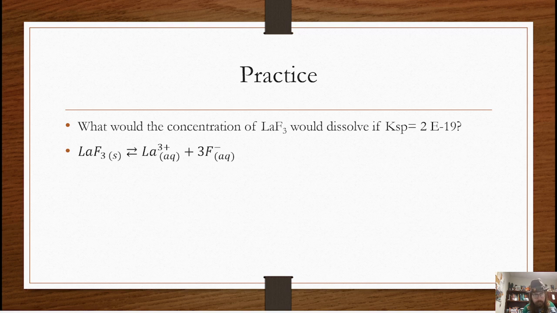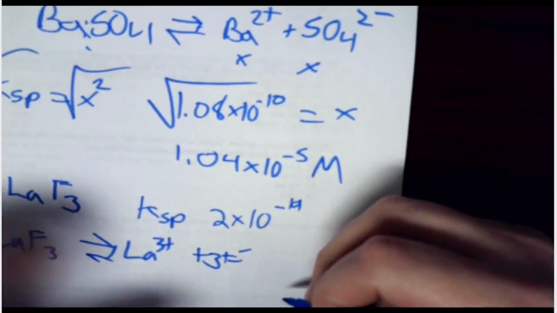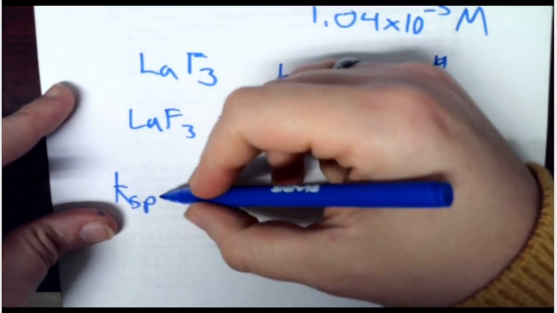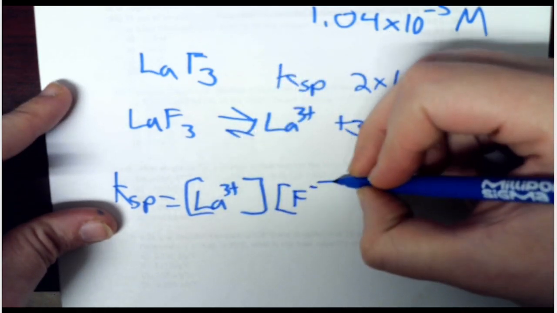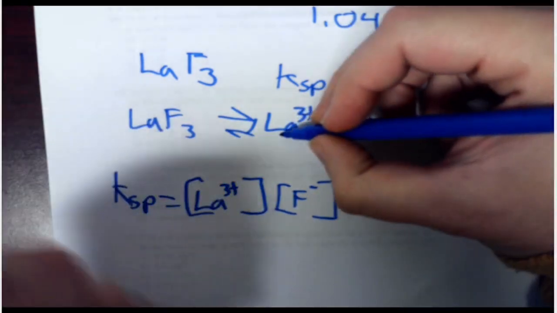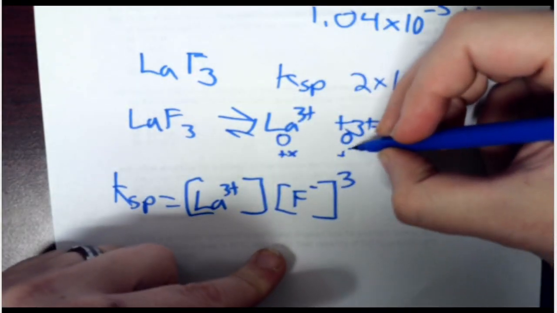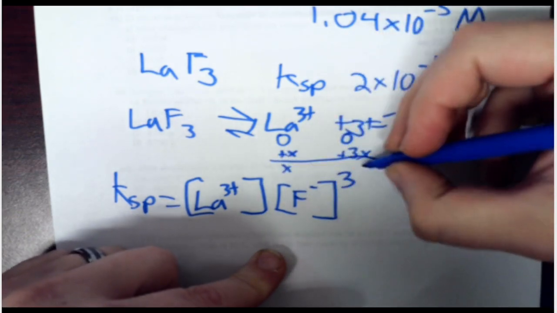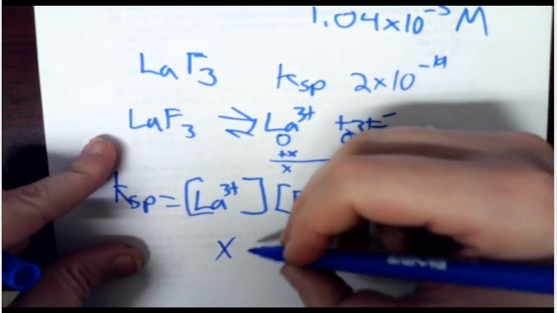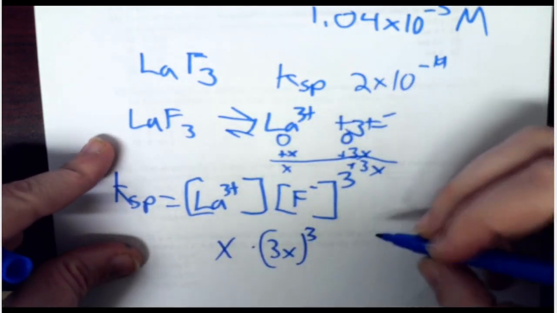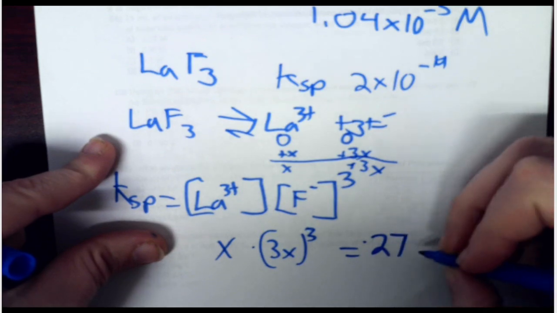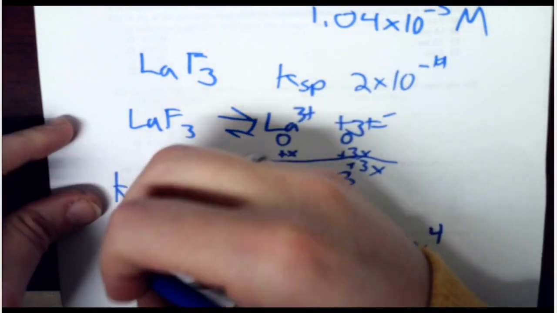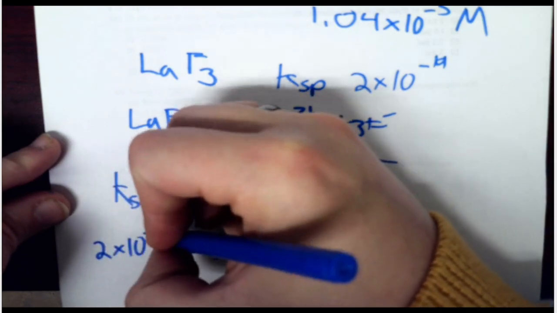So let's look at this. The first thing to remember is that Ksp is going to be equal to lanthanum 3 plus times fluoride cubed. And this is 0, 0 plus x plus 3x. So it becomes x times 3x cubed. So 3 times 3 times 3 is 27. So 27x to the 4th is equal to our Ksp of 2 times 10 to the negative 19th.